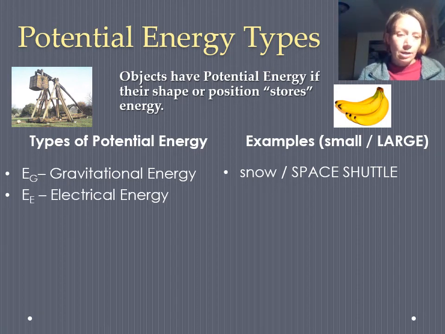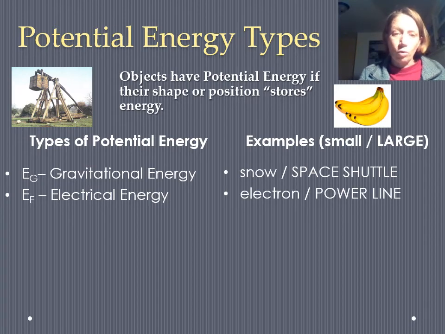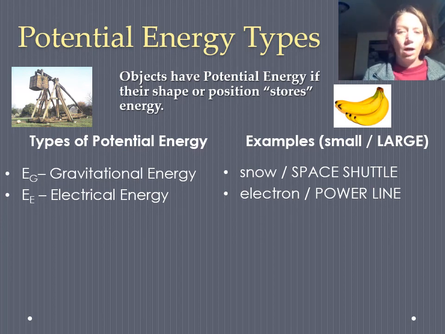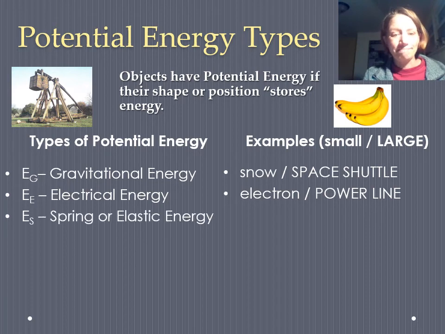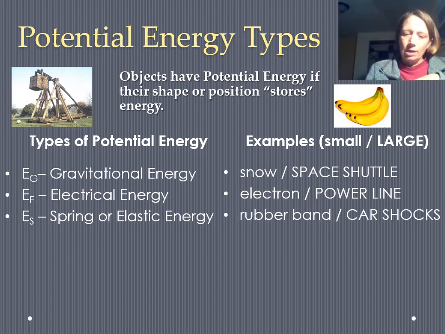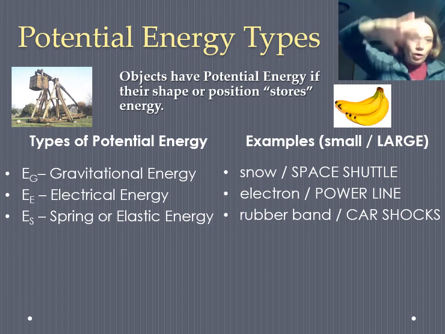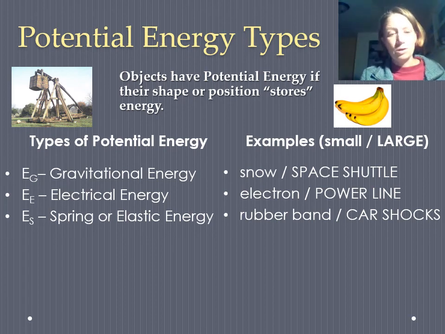Electrical energy is something we'll be covering more in the year, but you have a general sense of dangerous electrical wires versus ones that probably don't have as much electrical energy in them. A single electron has a small amount of electrical energy. A big high voltage power line would have a lot. Spring energy or elastic energy comes from stretchy things. A rubber band would have a small amount of spring energy. Those car shocks that compress when your car goes over a bump would store up a lot of spring energy.